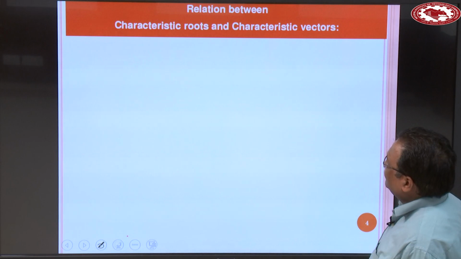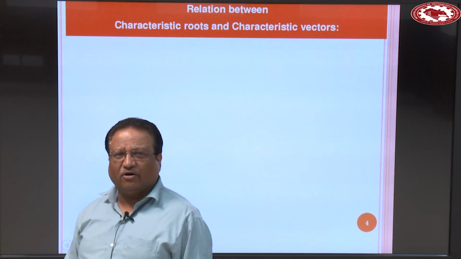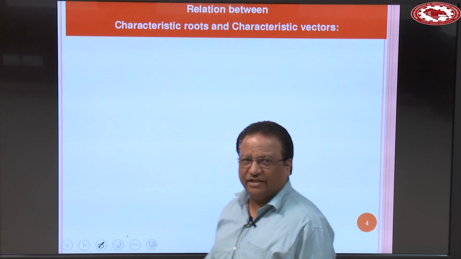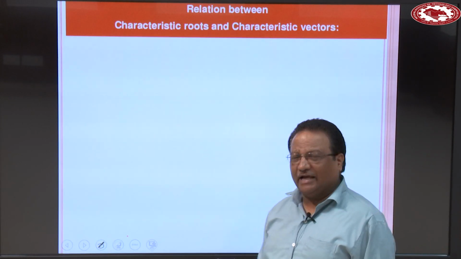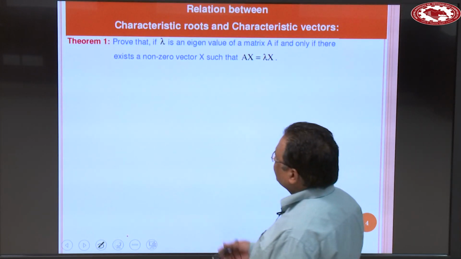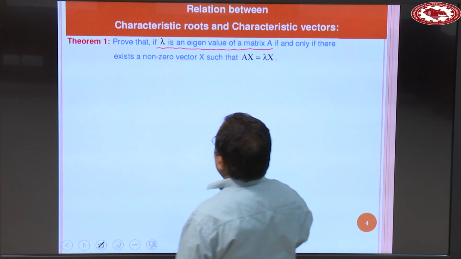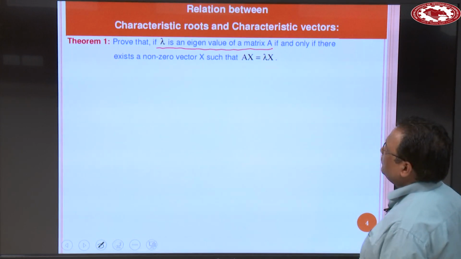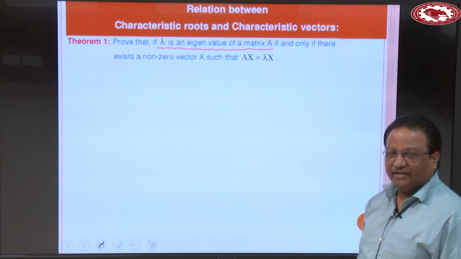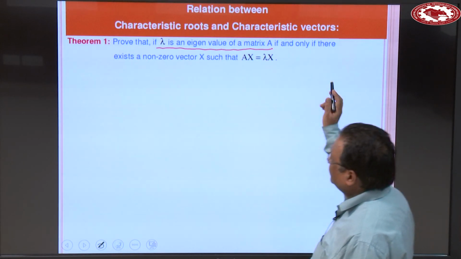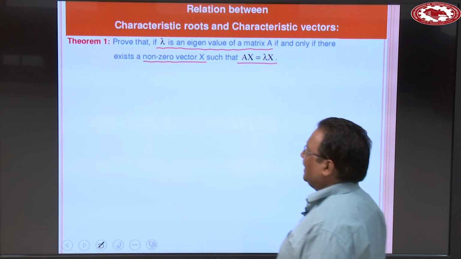So, the question is, what is the relation between eigenvalue and eigenvector, or characteristic value and characteristic vector? What is the relation between lambda and capital X? We have one result: prove that lambda is an eigenvalue of a matrix A if and only if there exists a non-zero vector X such that Ax is equal to lambda x.